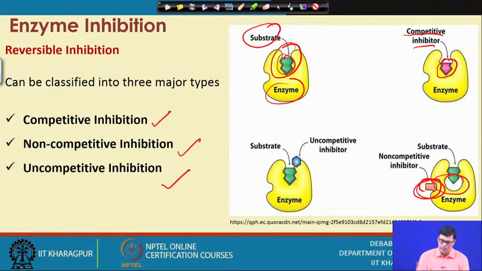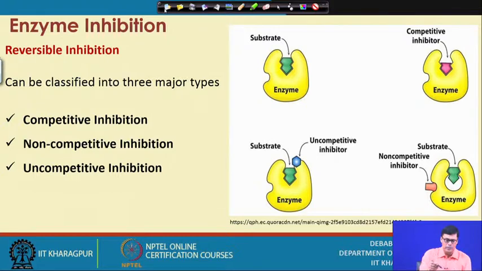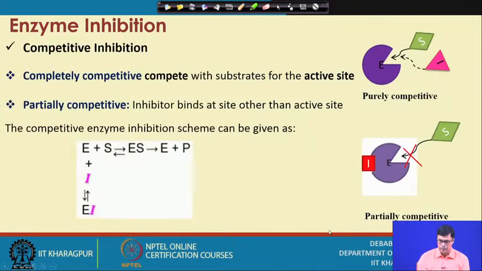In uncompetitive inhibition, the uncompetitive inhibitor binds here, and the substrate finds that it cannot give the product. So these are the three different inhibitors that we have. Now let me go into details.